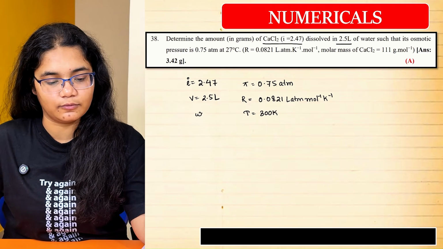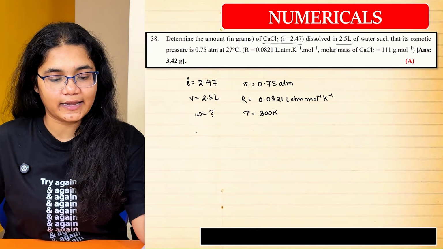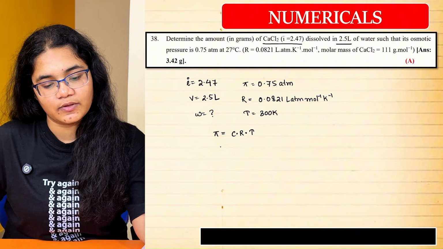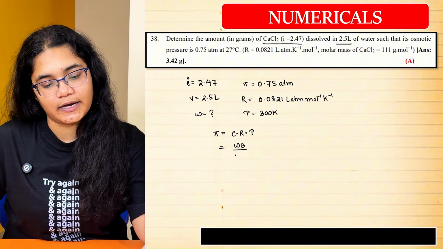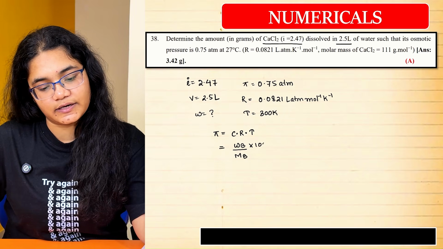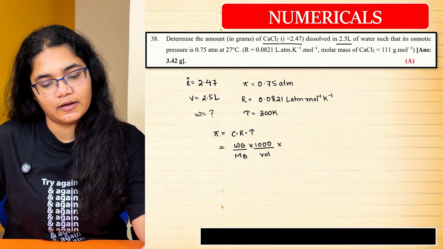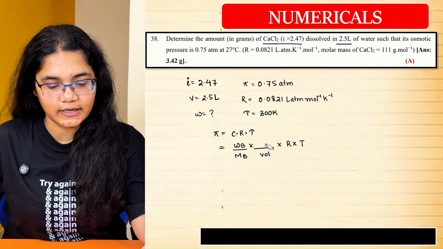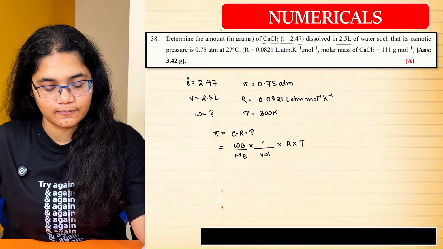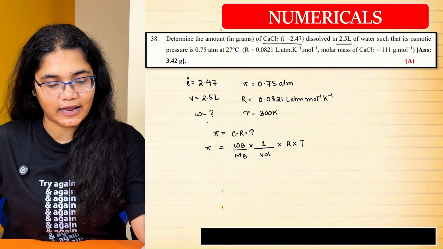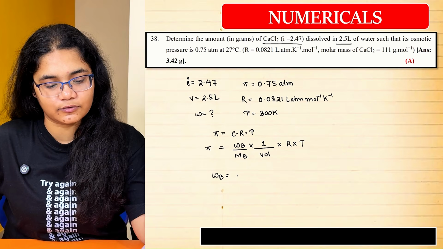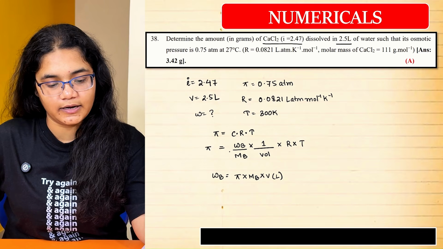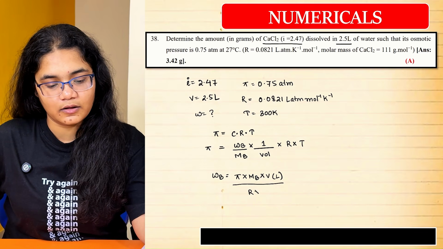We have to calculate what? The W, right? So how can I calculate here? Let's write pi is equal to C into R into T. What is C here? Given mass by molar mass into 1000 by volume into R into T. Now here I am removing 1000 because the volume is already in liter, so that is 1, and this is equal to the pi value. So I have to calculate WB. WB is equal to pi into MB into volume in liter, divided by R into T.